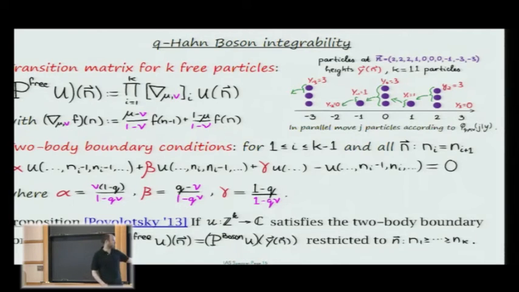They involve the q's and the mu's and the nu's. Well, actually, they don't involve the mu's. If you impose the boundary conditions on the free equation, then you get that the free generator, or the free transition matrix, actually corresponds to the Q-Boson one when restricted to the ordered Weyl chamber. So this is exactly in the setup of being able to apply Bethe ansatz.